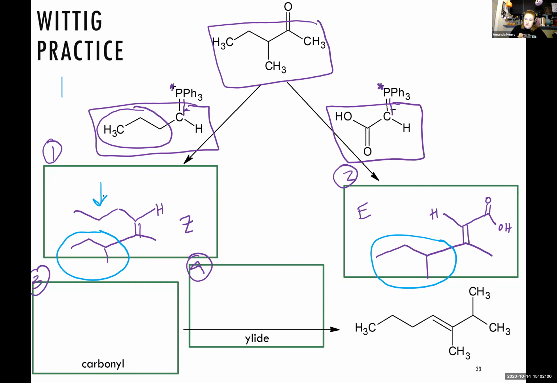And then in box number 2, because the larger ketone group was on the left, that meant that the electron withdrawing group, the carboxylic acid, had to be on the opposite side. It had to be on the right side. So when you only have R groups, we want the two large groups on the same side. And when we have an electron withdrawing group, we want the electron withdrawing group and the large R group to be on opposite sides.